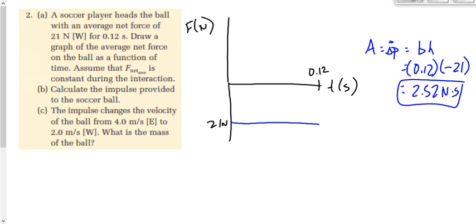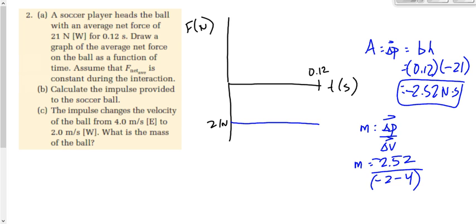Now we want to find the mass of the ball. So we're going to say M is equal to delta P over delta V. Delta P is equal to M times delta V. Delta P, the impulse, is 2.52. And be careful with this. That should be negative, by the way. Be careful with this. Delta V for me is going to be negative 2 minus 4.